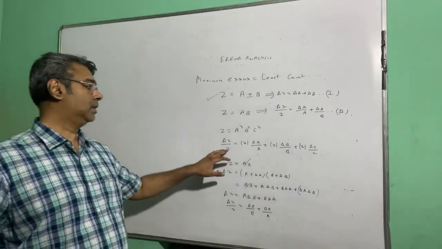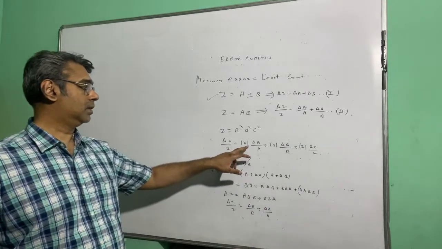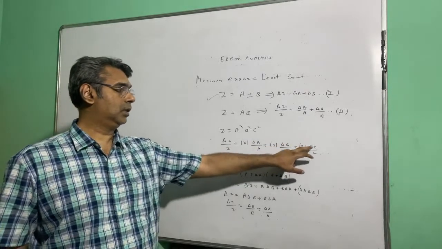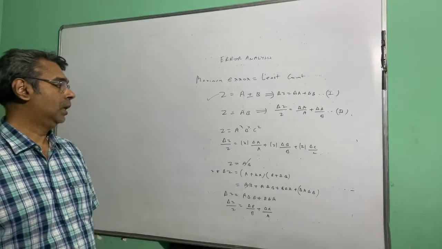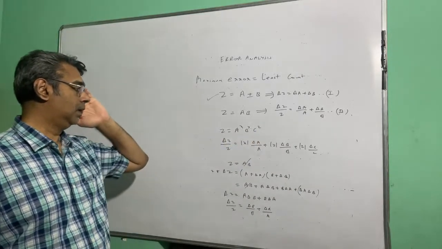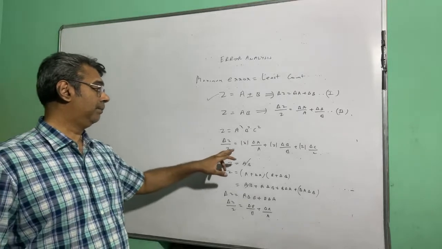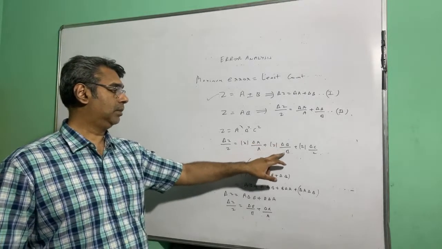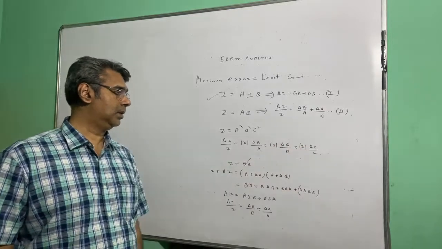So delta Z by Z is modulus X into delta A by A plus modulus Y into delta B by B plus modulus Z into delta C by C. So if Z is A to the power X into B to the power Y into C to the power Z, then delta Z by Z is modulus X into delta A by A plus modulus Y into delta B by B plus modulus Z into delta C by C.